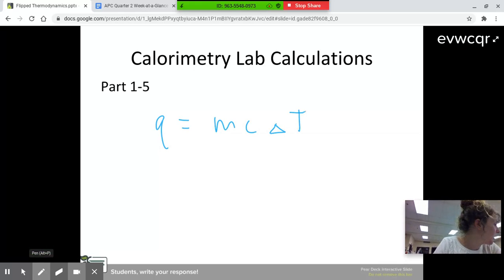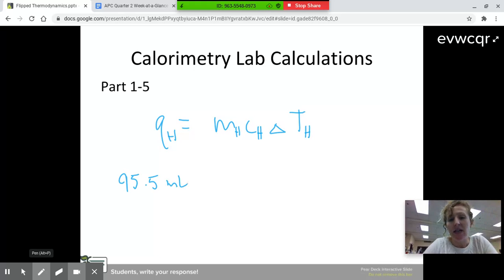So if we are doing this for hot water, then every single variable should relate to hot water. It should be the mass of the hot water, the C for the hot water, and the temperature change for the hot water. So mass of the hot water, we have 95.5 milliliters, but we need that in grams.